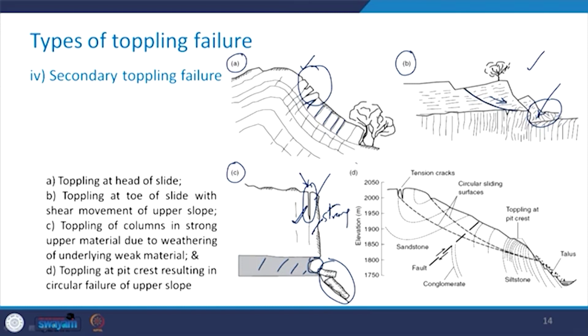Coming to the next one, which is the D part of this figure. In this case there is the toppling at the pit crest, that means at this location, and it results in the circular failure of the upper slope. You can see that two dotted lines have been shown. This is the first one and this is the second one, and these are representing circular sliding surfaces, and these are triggered when there is a toppling at the pit crest in this particular manner. We will try to see these in detail now one by one.